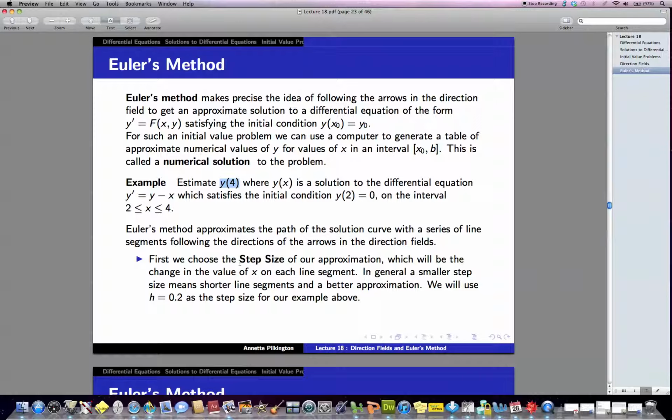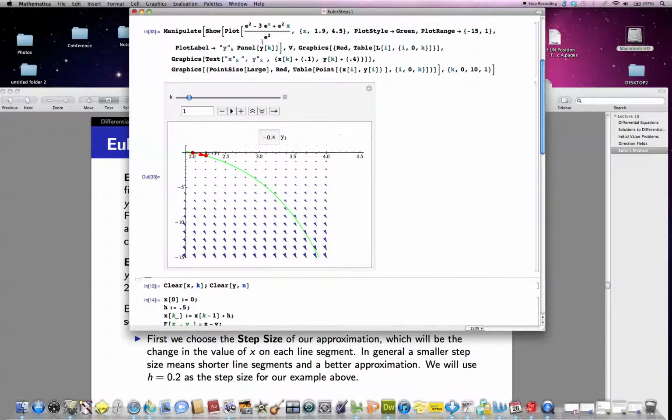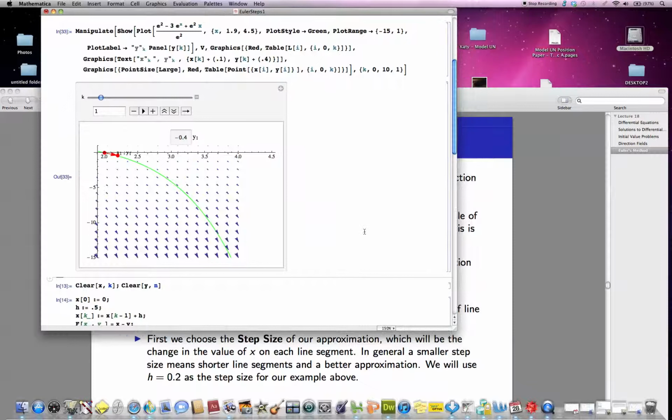The first part of this is we choose the step size of our approximation, and this will be the change in the value of x for each line segment. And in general, a smaller step size means shorter line segments and a more accurate approximation. And so we're going to use a step size of 0.2 for this particular example. And here's basically how Euler's method works.